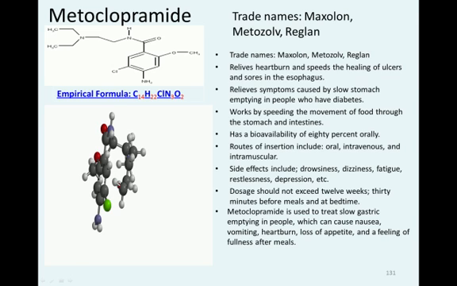Metoclopramide is used to treat slow gastric emptying in people, which can cause nausea, vomiting, heartburn, loss of appetite, and a feeling of fullness after meals. The overall structure consists of a cyclic ring with several different functional groups, and it also exhibits polarity.